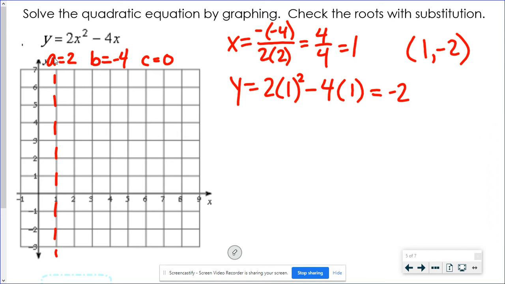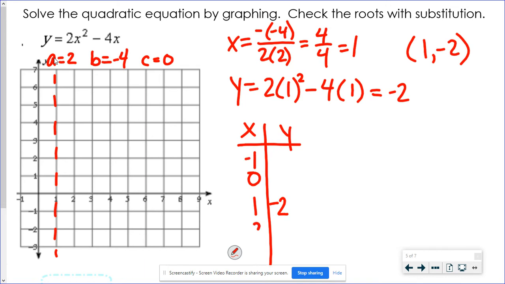So when I make my table of values, smaller than 1 would be 0 and negative 1, bigger is going to be 2 and 3. When I put in my negative 1, 2 times the negative 1 squared. Negative 1 squared is 1 times 2 is 2 minus 4 times the negative 1. Actually, let's do that. So this was 2. Now that's going to be plus 4 is 6.